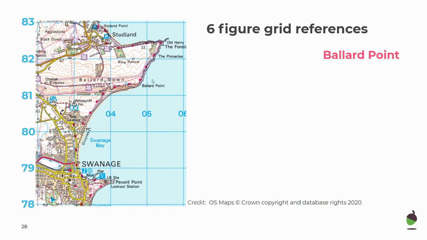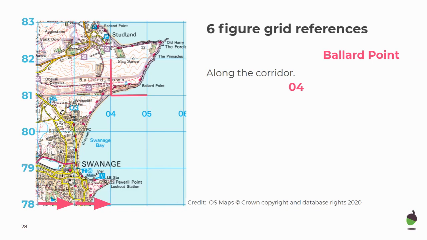So over here is Ballard Point, but we're looking for this corner of the land. We're not looking for the word, so be really careful about that. We're going to go along the corridor first. Along the corridor, we get to 03. The numbers are hidden on the map here. So 03, 04. Now we've got to the right line for a 4-figure, but we want to get the 6-figure.